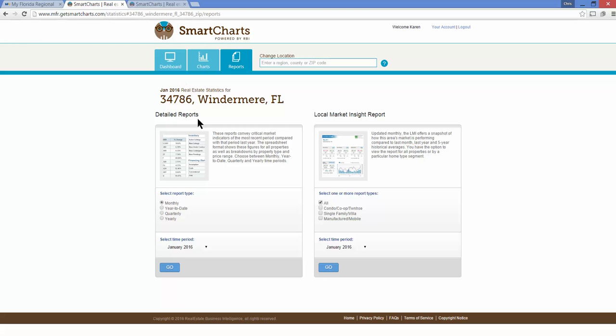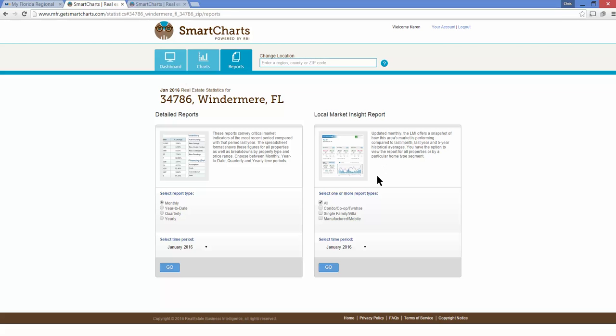But then we also have the local market insights report, which is a good report to include in your marketing materials because this is highly visual. It gives highly graphical representations of these market stats. A little better for the typical user who might or might not like to see a lot of numbers.